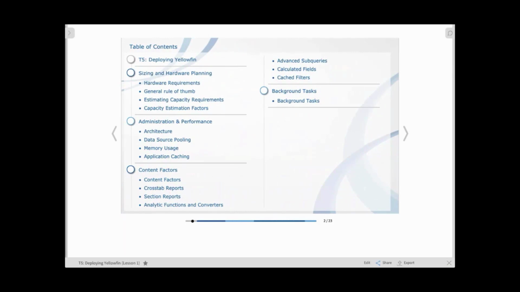So we'll be talking about the sizing and what system requirements go into supporting an application deployment, what are the factors and requirements that come along with it, and also we'll explore the ideas behind the demonstration and performance of Yellowfin as an application. We'll discover, or at least tell you the overview behind the architecture around the application itself, what data source pooling means, how does memory usage come into play, and also investigate around content factors as well in the next section. So we'll go through what are the things within the application itself that uses resources and affects performance, and we'll end with the background tasks as the last section.